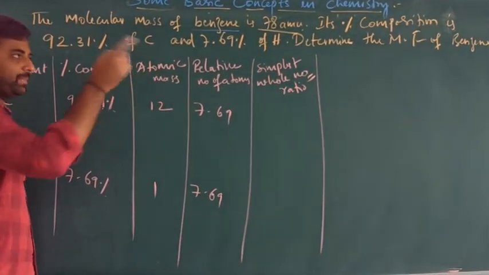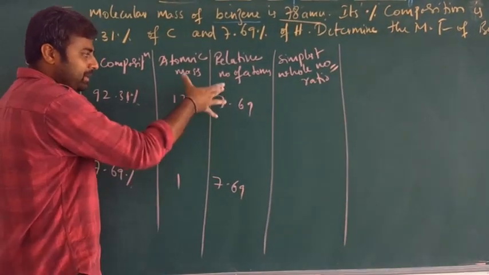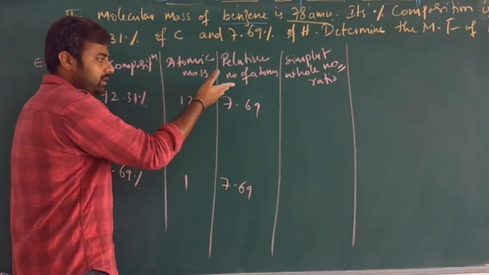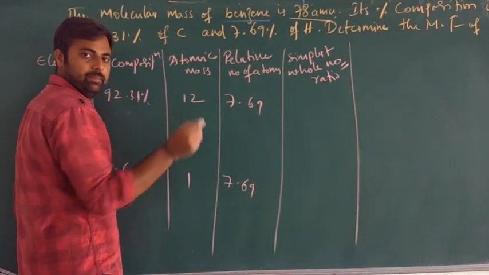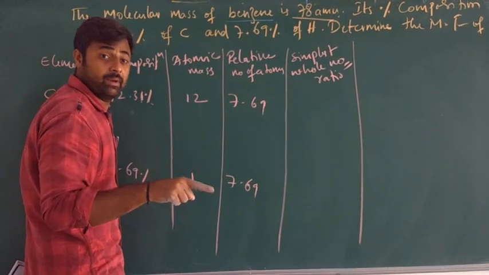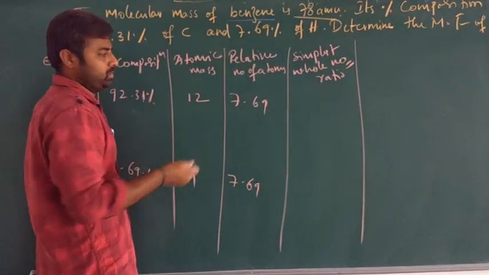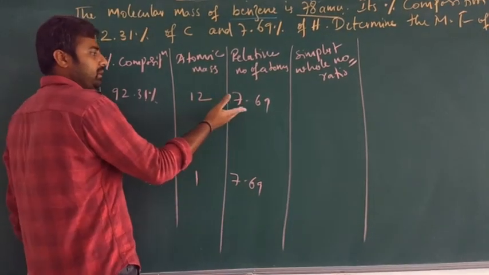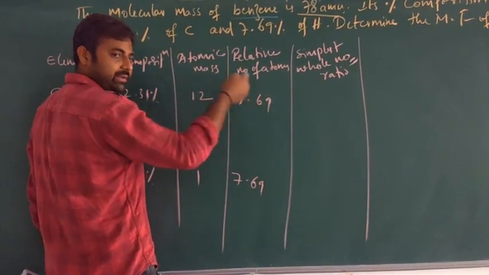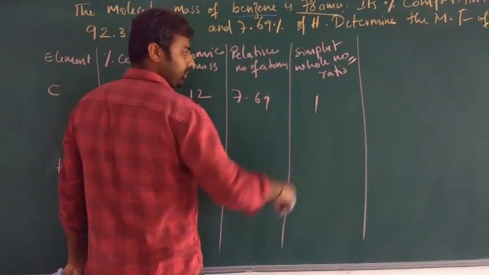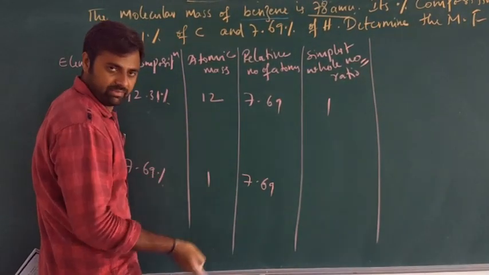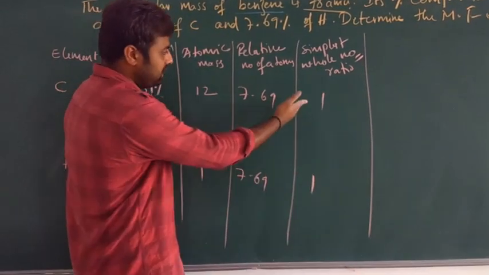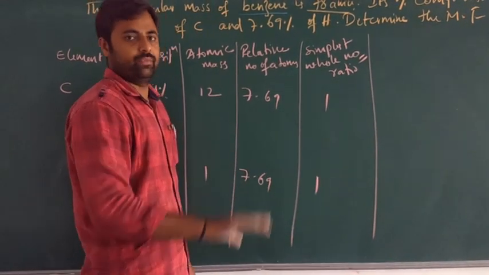To calculate the simplest whole number ratio, you have to divide the numbers obtained in the relative number of atoms column by the smallest number of the same column. So here 7.69 and 7.69 are both the same, so you divide by itself. 7.69 divided by 7.69 gives 1, and 7.69 divided by 7.69 gives 1. This is the simplest whole number ratio. Of course, these numbers are obtained as whole numbers.